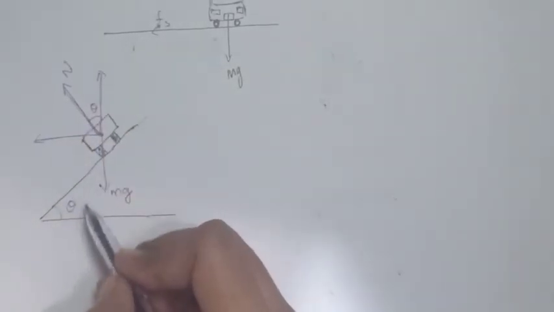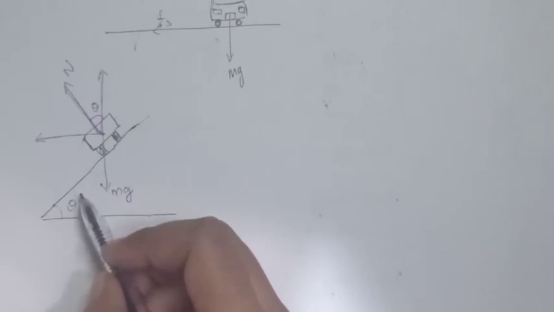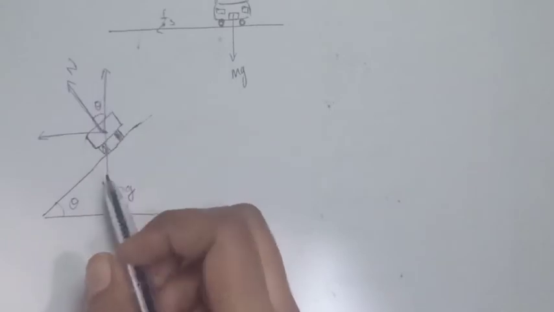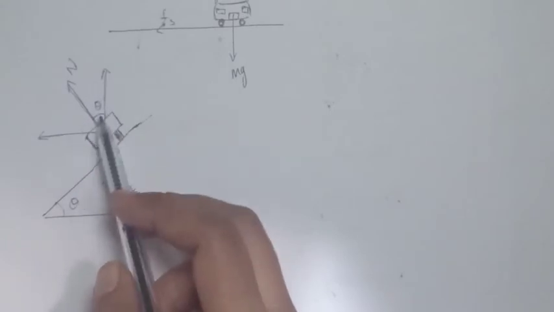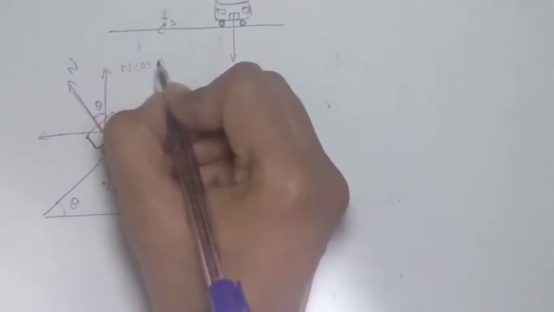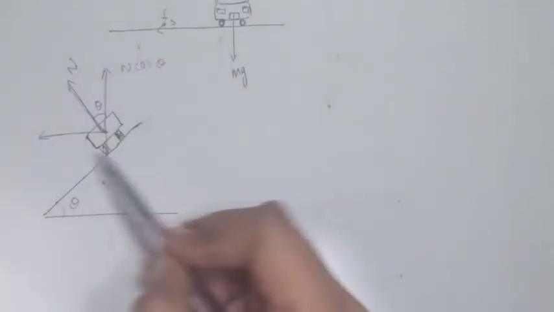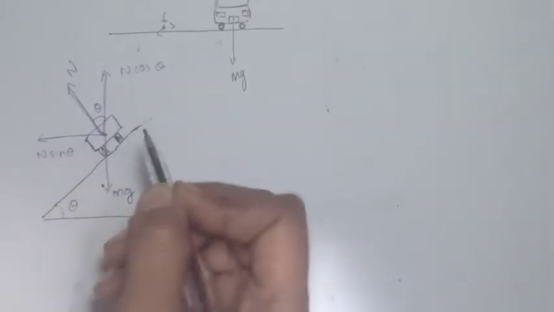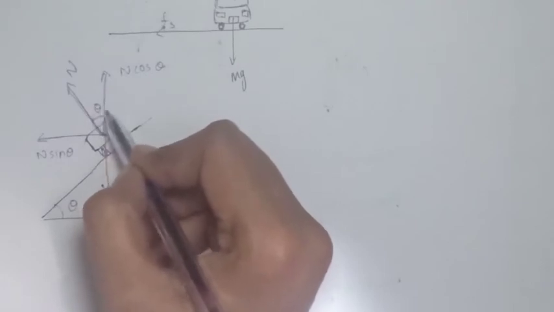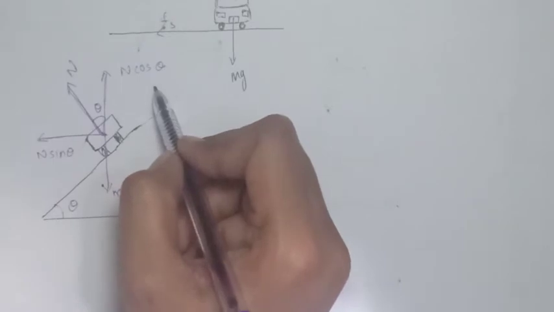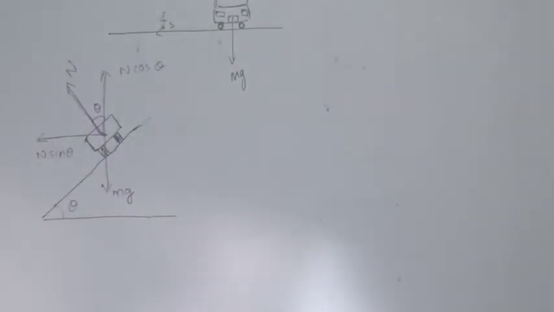With angle of inclination theta, the normal contact force makes the same angle theta with the vertical, which means the vertical component of the normal contact force will be given by N cos theta and the horizontal component will be given by N sin theta. Here theta is made by this, that's why the vertical component is N cos theta and the horizontal component is N sin theta.